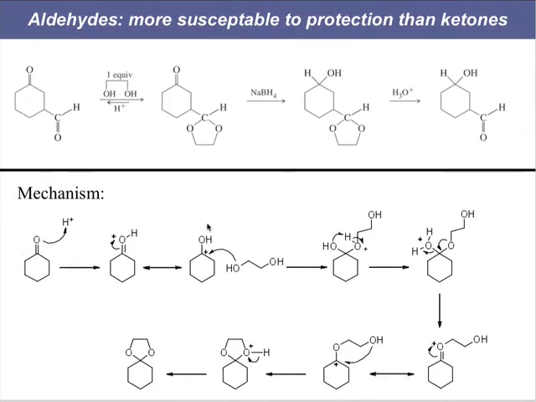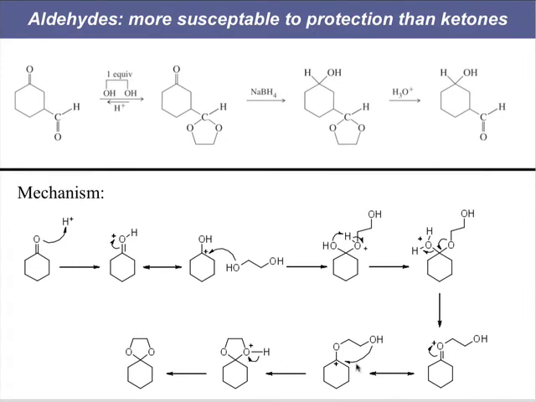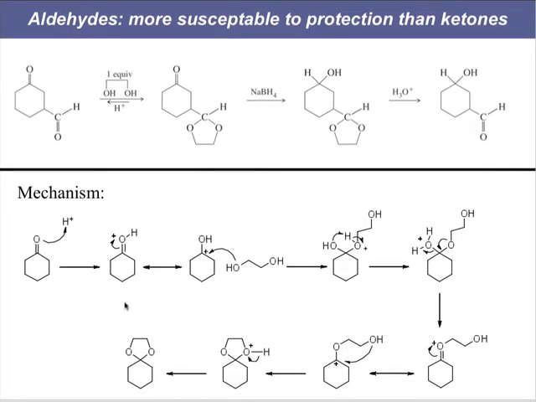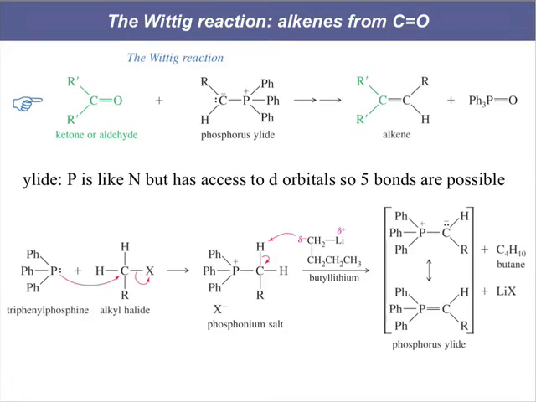So practice writing out this mechanism in the forward direction and also try to write out the complete mechanism in the reverse direction, following the same procedure here, but showing the arrows going in the proper direction for deprotection as well as protection. One last important reaction from this chapter is called the Wittig reaction.